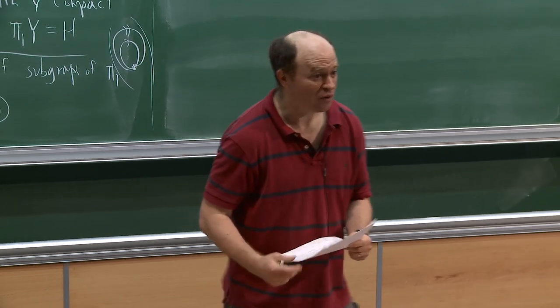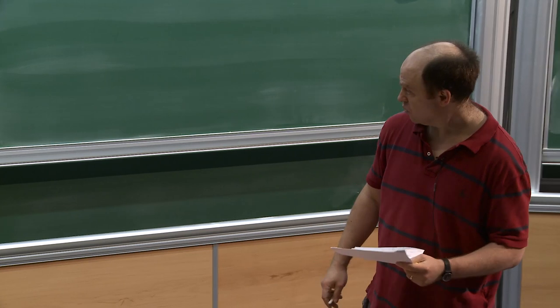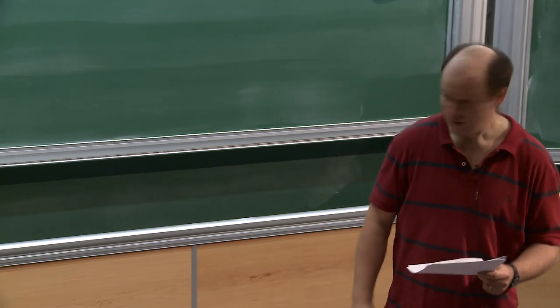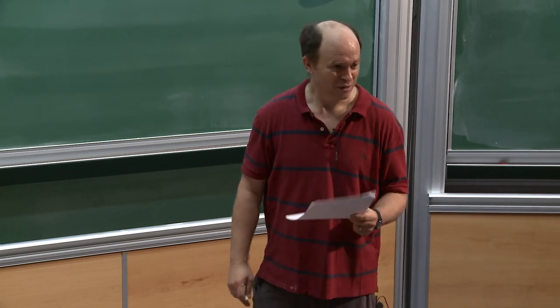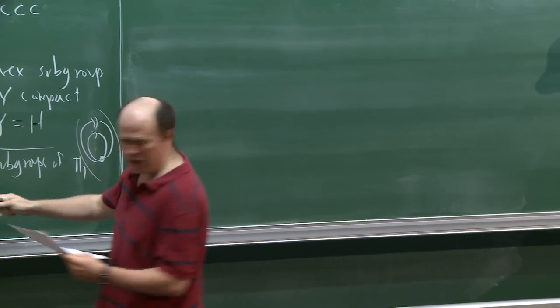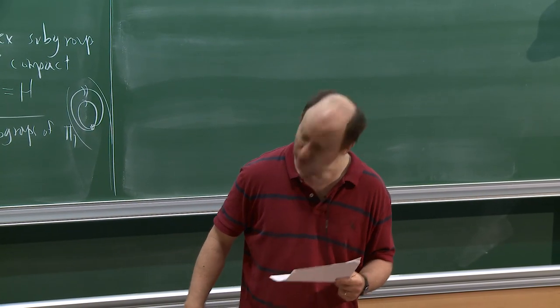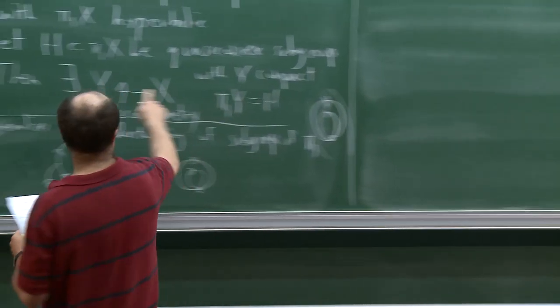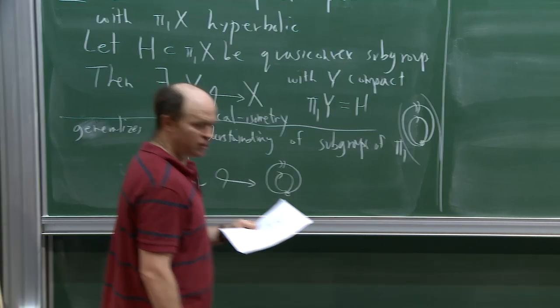So it's kind of Galois correspondence for local isometries. Excuse me? It's kind of Galois correspondence for local isometry. I don't know what Galois correspondence means. Okay, you mean a correspondence between subgroups and covering maps? No, it's not, because it's only for quasi-convex subgroups.